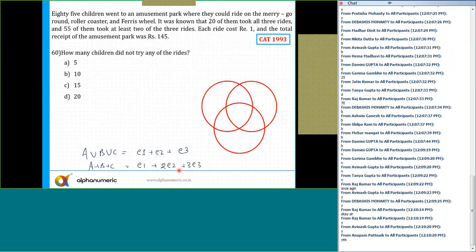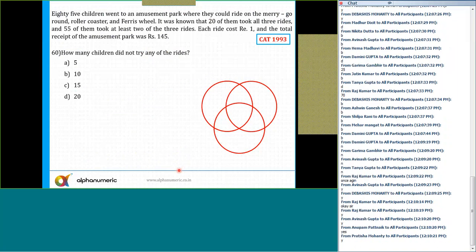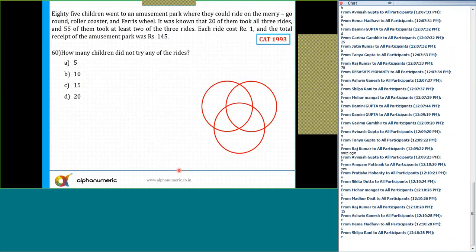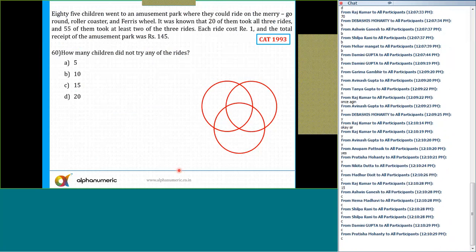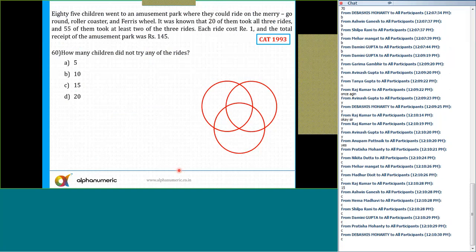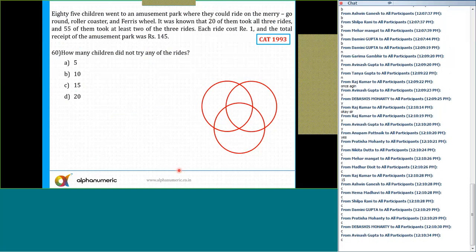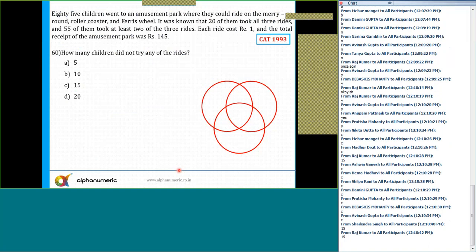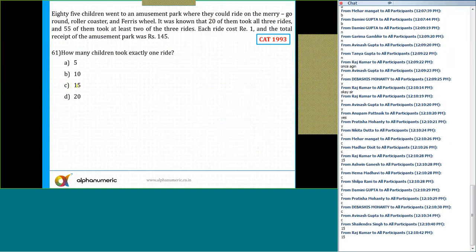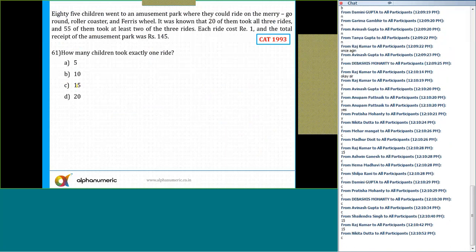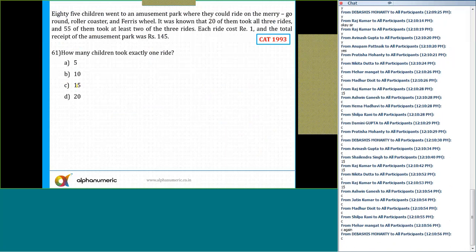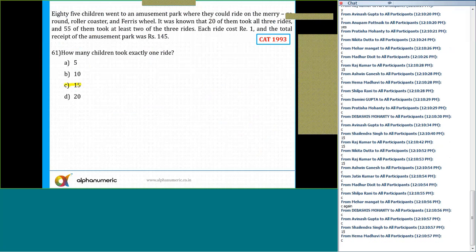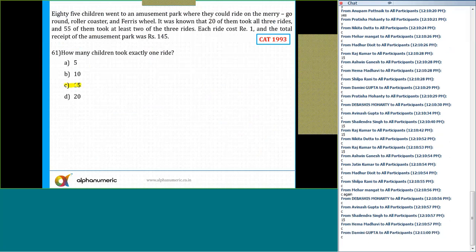Okay. Now, what about this question? What is the answer for this one? Option C, that's right. The correct answer for this question is definitely option number C, which is 15. And what about question number 61? What is the answer for this 61? That is also option number C. That's right, 50 in here. Okay. So now, let's see here.